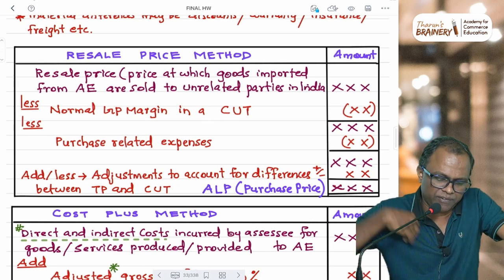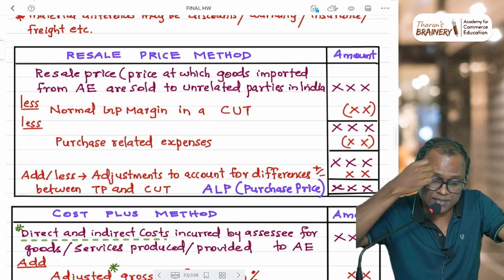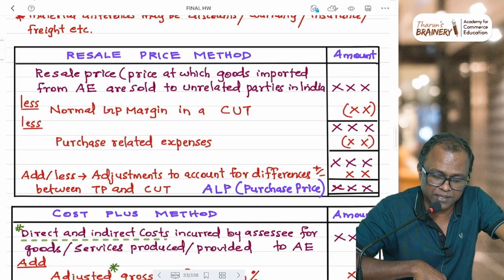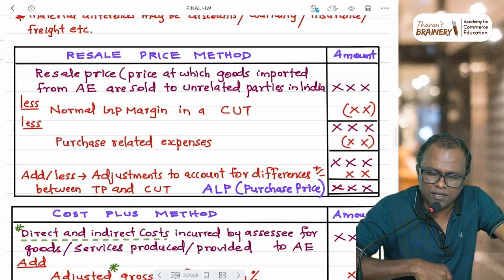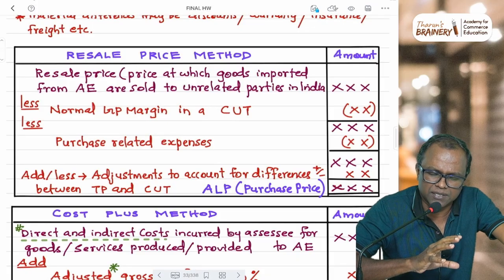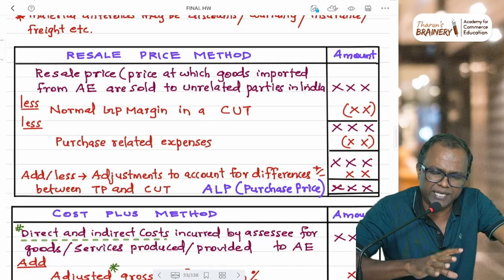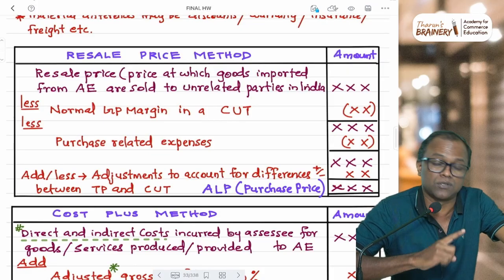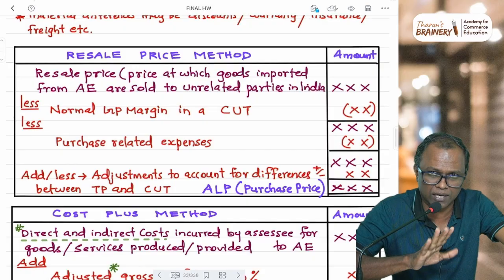Resale price method, how will we find it out? First we should take the resale price at which goods imported from the AE are sold to unrelated parties in India. Actually, we are finding the arm's length price by using the transfer price itself. The manipulated, tainted price is taken first. But in the CUP method, we take the comparable uncontrolled transaction price. Here, it's not like that.